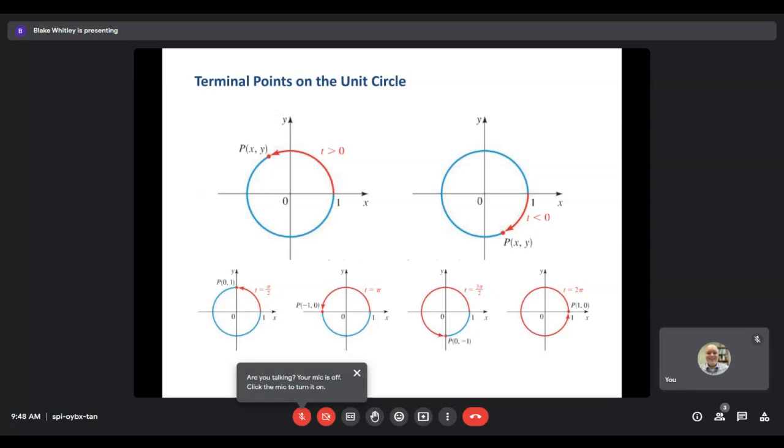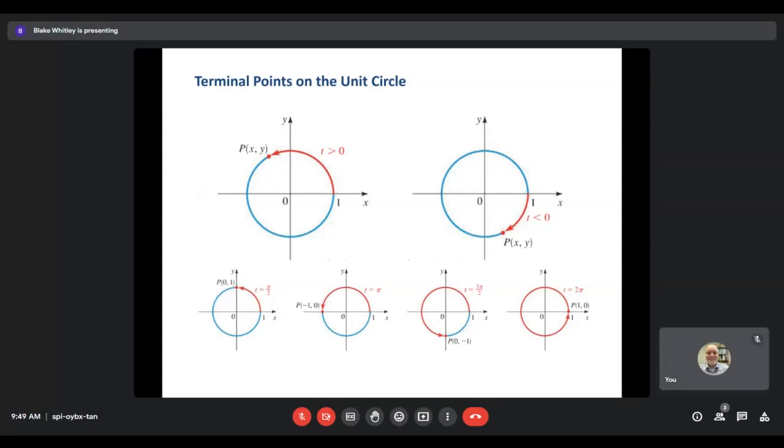Now, when you look down at the bottom, you'll see that a t value of pi over 2 actually has a terminal point up at the very top at 0, 1. If you recall, pi over 2 is like 90 degrees in radians. Okay, and so in this case, that's going to give us a point that's right up there where 90 degrees would be when we were dealing with our quadrants and our angles earlier.